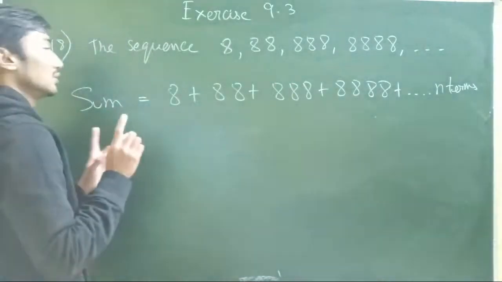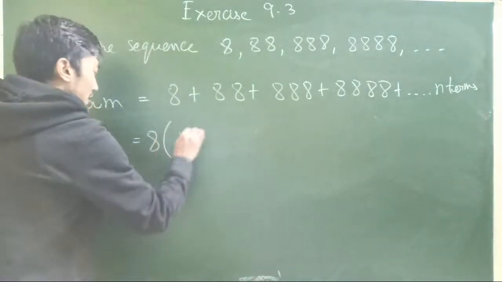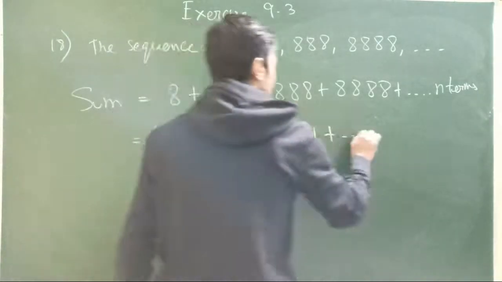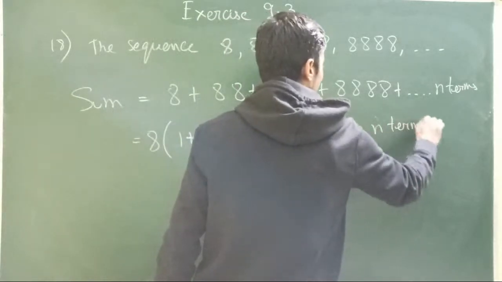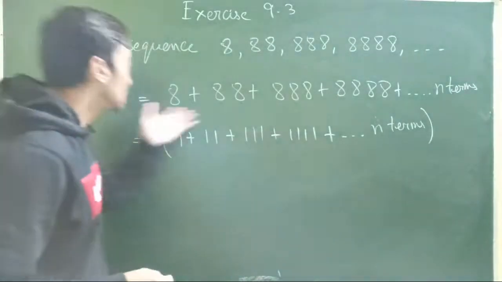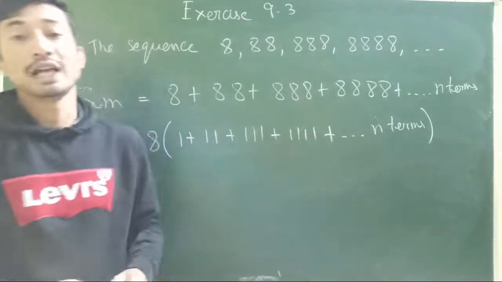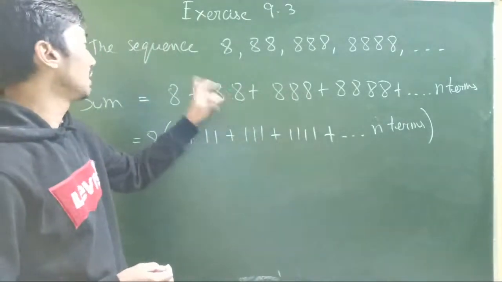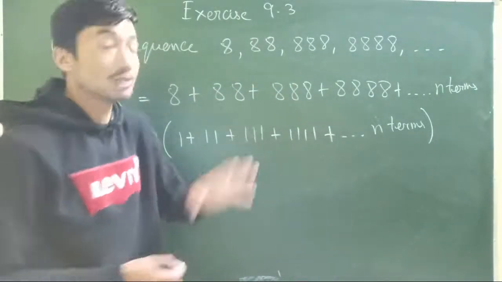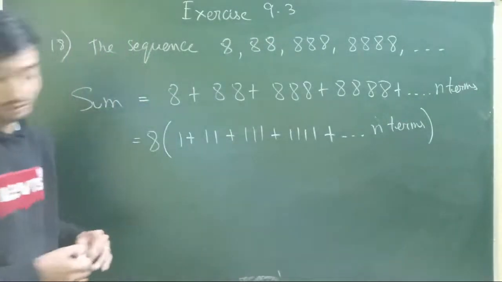Okay. So in this case, I'll take 8 common from each of these terms. That leaves us with 1, 11, 111, 1111, plus up to n terms. That's the first step. Since this at the current moment is not in geometric progression, we cannot simply add its terms, because it will be 11, 111, so this is not in a geometric progression. So we'll try to convert this into either a geometric progression or sometimes an arithmetic progression and find its sum.